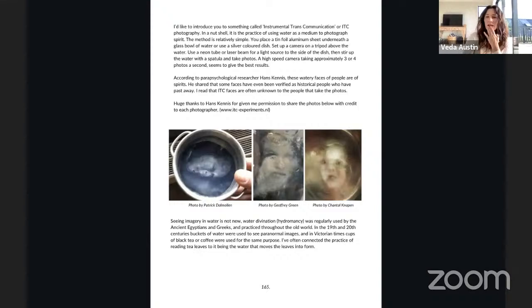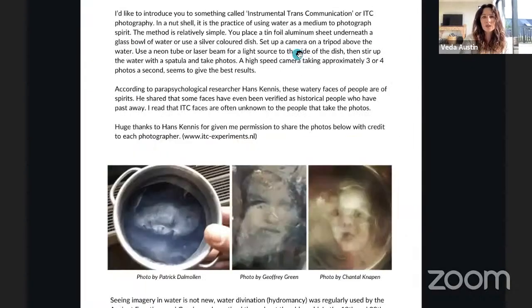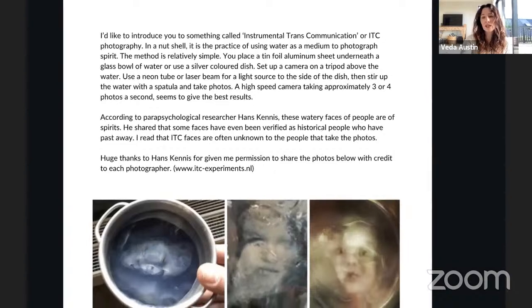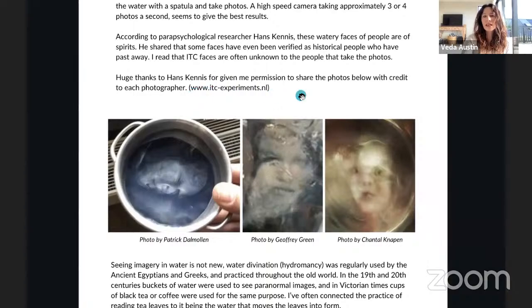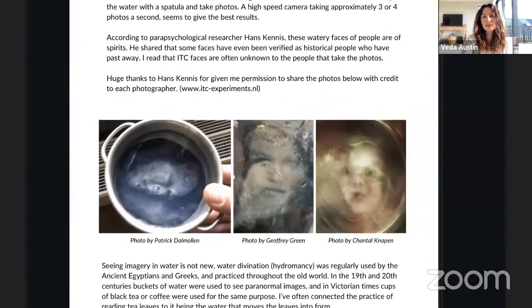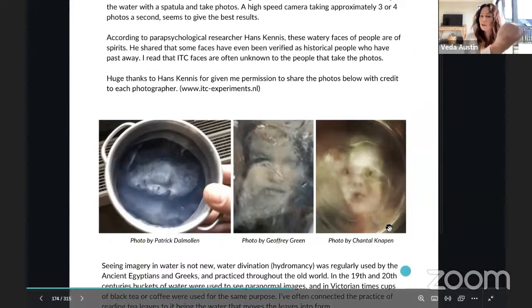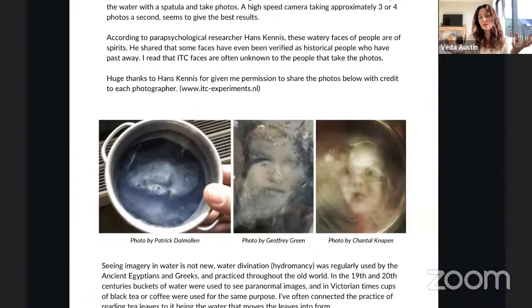This is a very interesting thing I've recently found out about. It's called ITC, which stands for Instrumental Transcommunication. There's a man called Hans Kenneth, and this is his website here. What he believes is that these watery faces are of spirit. And how do you get these? First of all, you need a silver pan or aluminium foil underneath a glass dish. Then you disturb the water, you move the water, you have a light coming in on one side, and you have a camera that takes one to three photos a second.